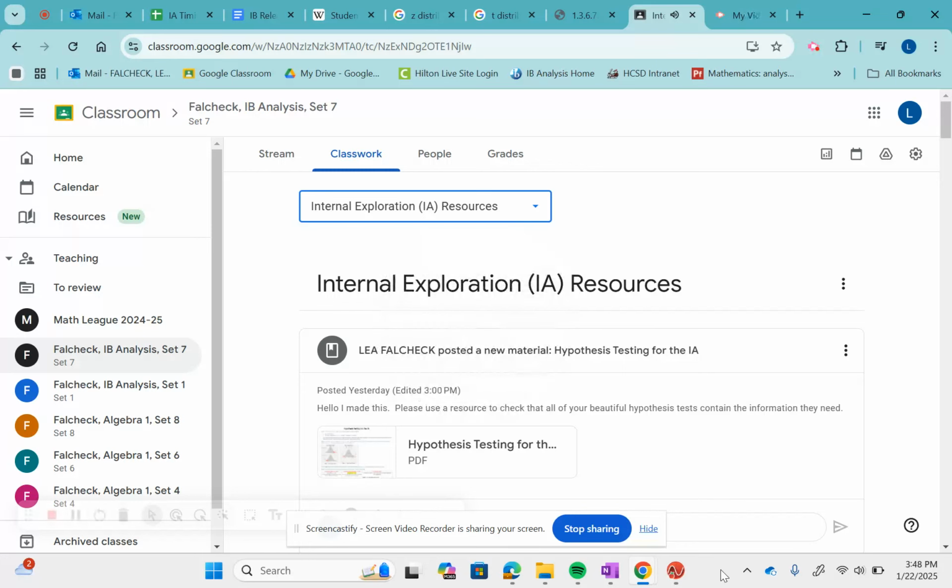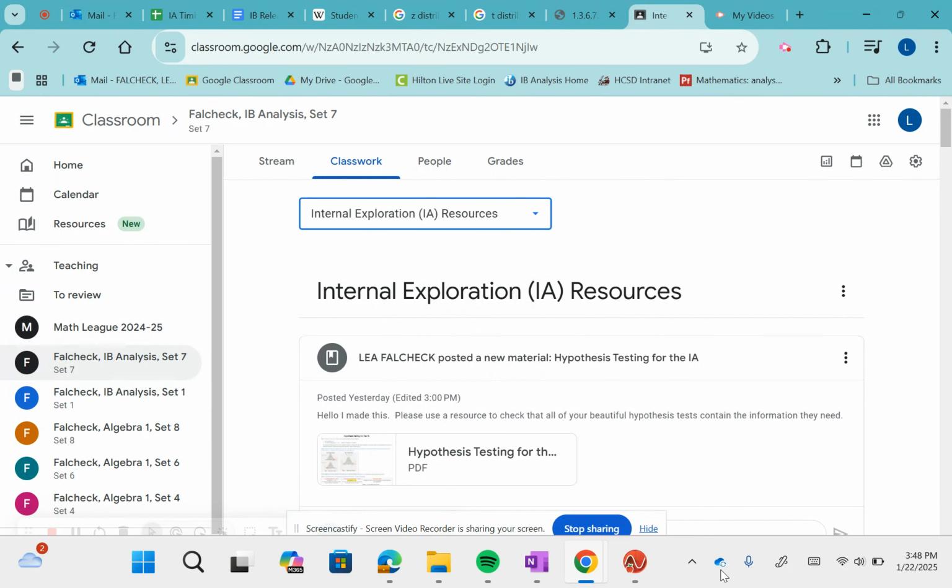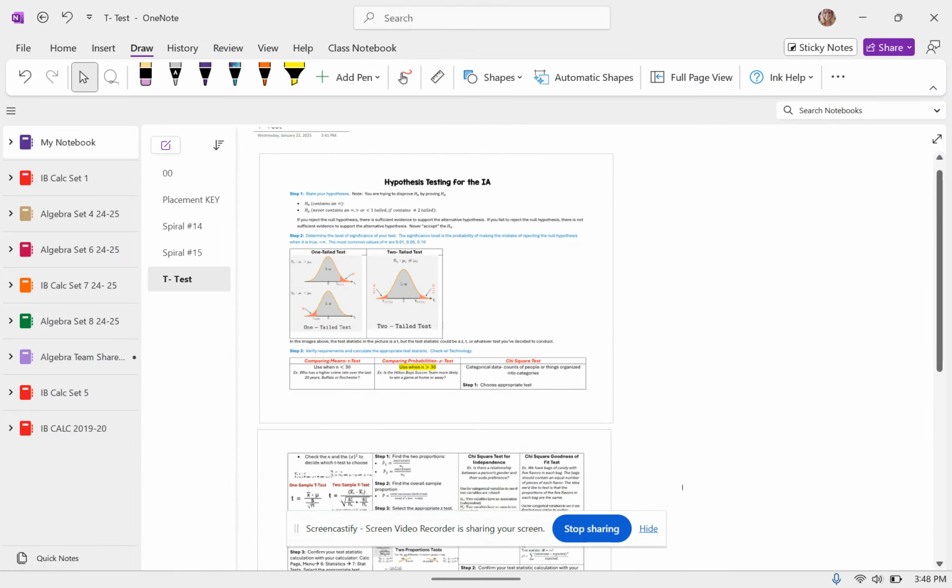Hey guys, if you're doing any sort of hypothesis testing, you're going to want to go to the Google Classroom, go to Internal Exploration Resources, and then check out this document here that says Hypothesis Testing for the IA.